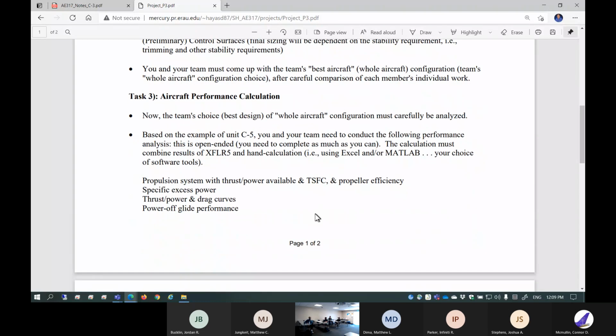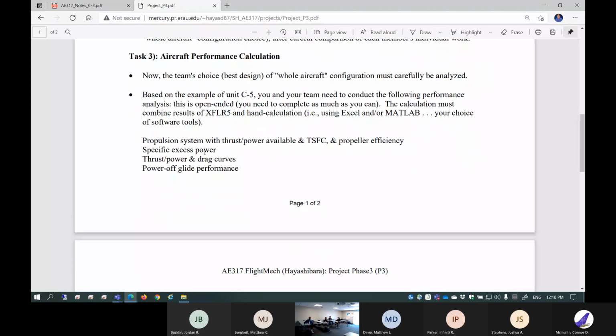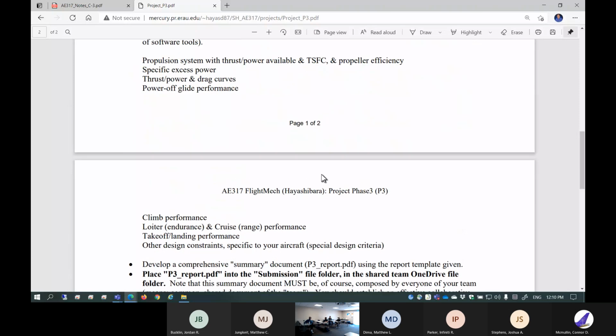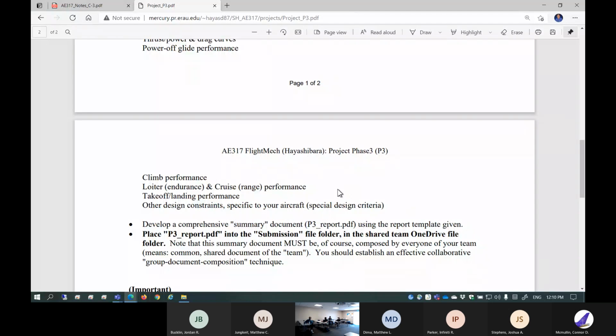And then with all of those, you're going to compute propulsion system thrust or power available, TSFC or BSFC. Propeller efficiency, if you come up with a propeller, type of propellers, and the size of it. Specific excess power, this actually gives you maneuvering capability. And then thrust and power and drag curves, this is something you need. And power-off glide performance, that is essentially if you turn your airplane into a sailplane, what is the maximum endurance, minimum sink rate, or range, okay? And then climb performance, best rate of climb and angle, endurance and cruise, and takeoff and landing performance.